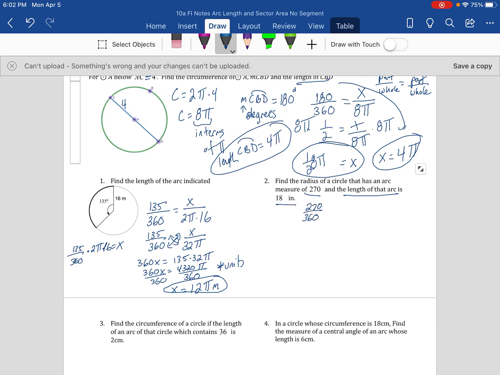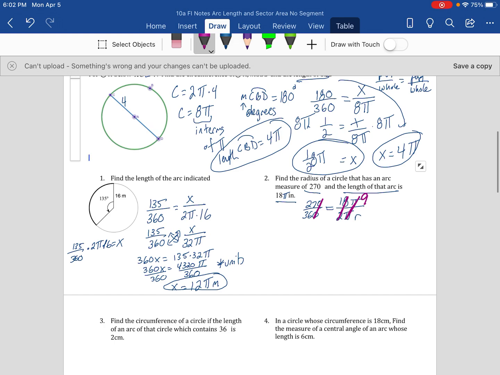So 270 over 360, arc measure over whole circle, is equal to my arc length, and this should be an 18 pi, over, now, I know my formula for circumference is 2 pi r, so that's what I don't know. Now what's interesting about this is that my pi's divide out, and I can do 2 goes into 18 9 times. These zeros divide out. You can simplify your fractions if you want.